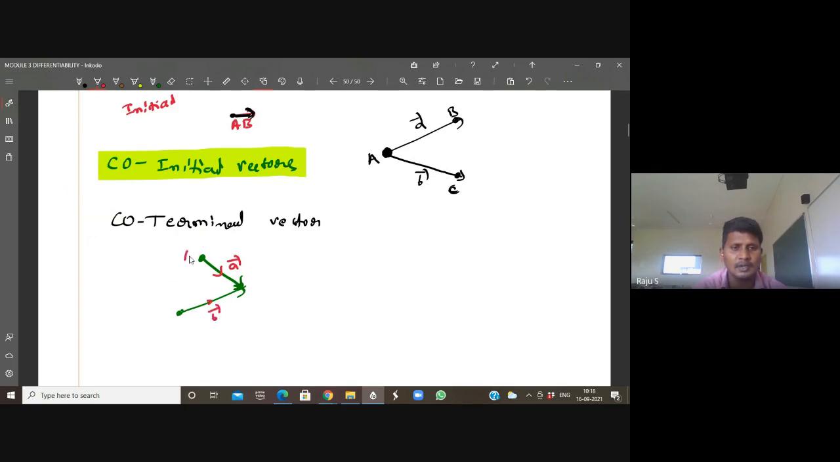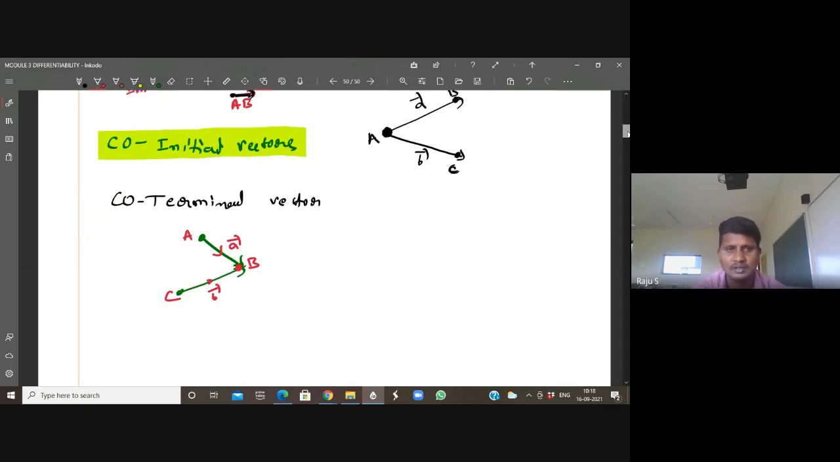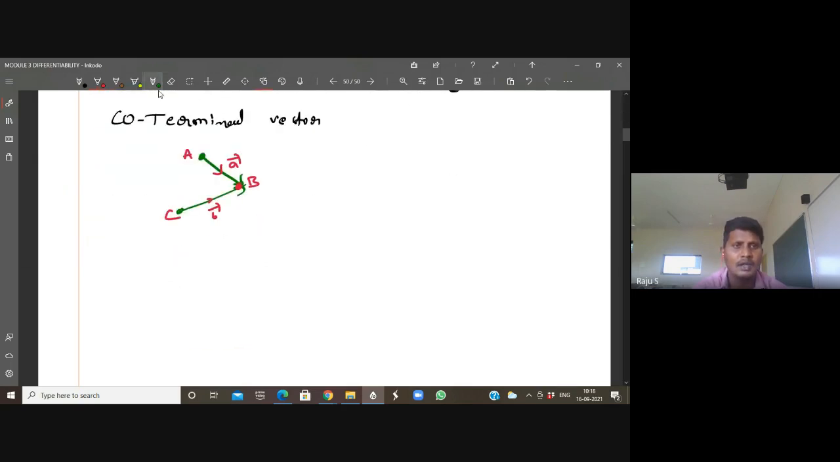This is starting point A, ending point is B, starting point C, ending point is D. So finally, here the terminal point coincides. Given two vectors coincide at B, the terminal point is the same. So these are called co-terminal vectors. Now coming to the next important point.